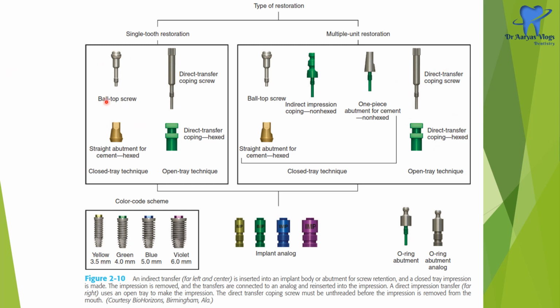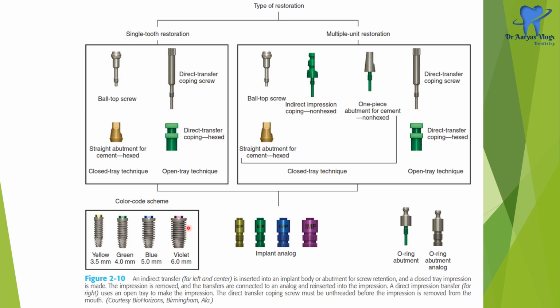Okay, so this is the ball top screw, straight abutment for cement hex. This is for closed tray technique. And here direct transfer coping screw, direct transfer coping hex. This is open tray technique. And for multiple unit restoration, this is a ball top screw. This is the straight abutment for cement hexed. Indirect impression coping non-hexed. One piece abutment for cement non-hexed. This is for closed tray technique. And this is a direct transfer coping screw. This hex, and then this is the open tray technique.